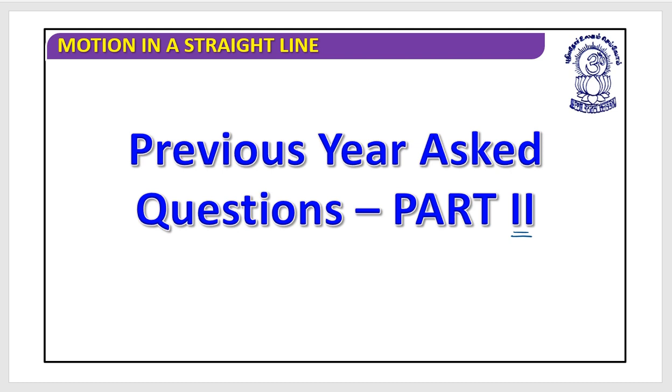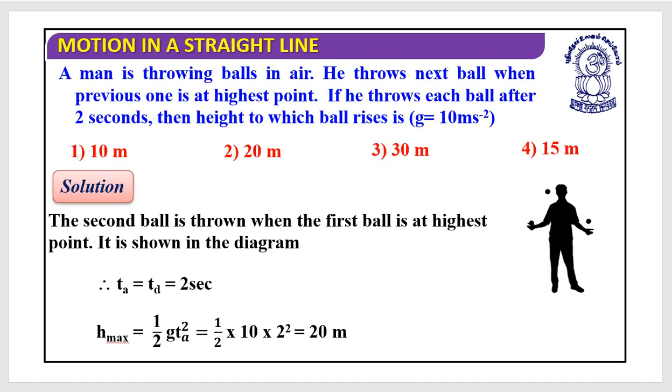Have your pen and your paper with you and do it with me. Make it fast. Let's begin. Go through the data. What they have said is a man is throwing balls in the air. Yes, this is the question of a juggler. He throws the next ball when the previous one is at the highest point.